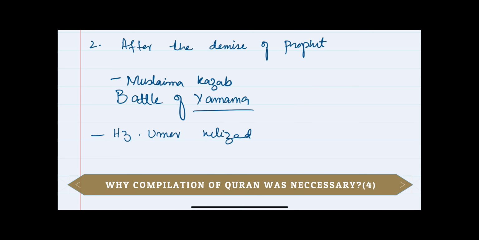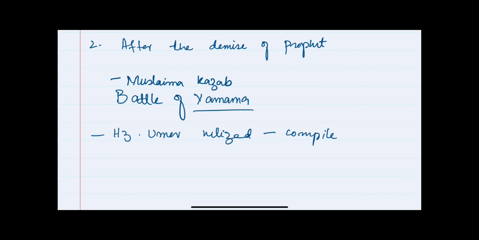that we need to compile the Quran, because if we do not compile it, chances are that the people who have memorized the Quran will certainly die. Either they would die in battles or natural deaths, but eventually they would die. So the chances of the preservation of the Quran would become more scarce, more limited. So it's better that we compile the Quran. We should have an authentic copy of the Quran. That was the idea of Hazrat Umar.